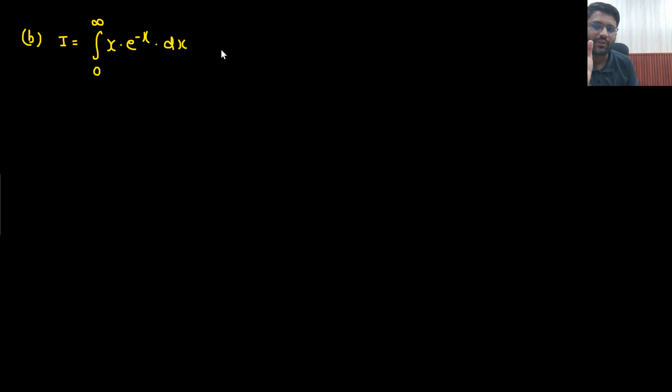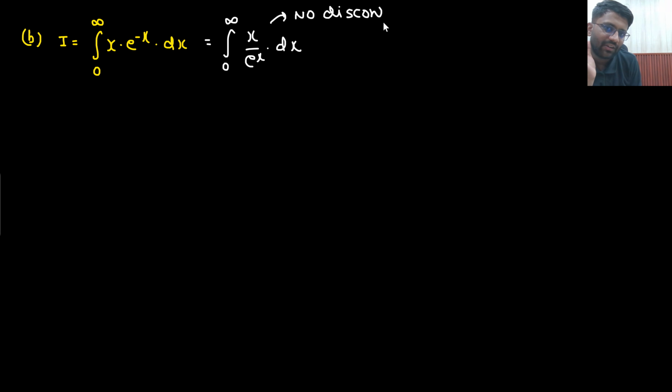It could be written as integral from 0 to infinity of x by e to the power x dx. So e to the power x would never become 0. It would become 0 at minus infinity, which is not a problem for me, right? So there is no discontinuity in this range. From 0 to infinity, there is no discontinuity. In the given range, there is no discontinuity. That means I simply need to solve it now.